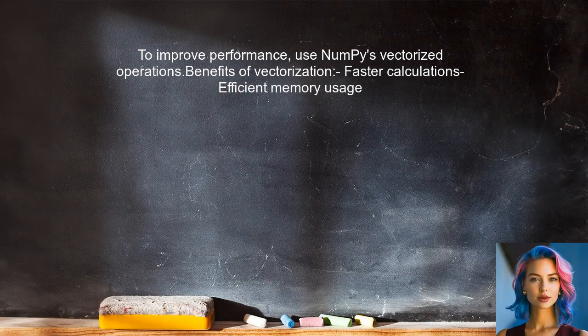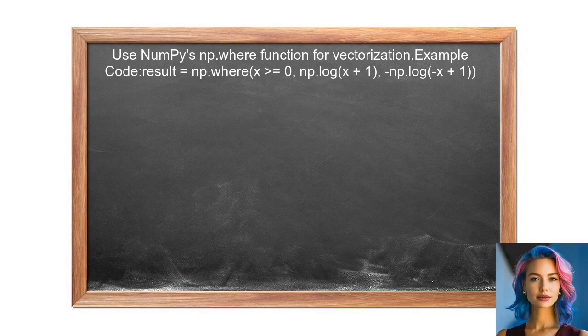To improve the performance of the conditional function, the user can utilize NumPy's vectorized operations. This allows for faster calculations on entire arrays instead of processing each element individually. The user can achieve this by using NumPy's np.where function. This function allows the user to specify a condition and choose values based on that condition in a single operation.